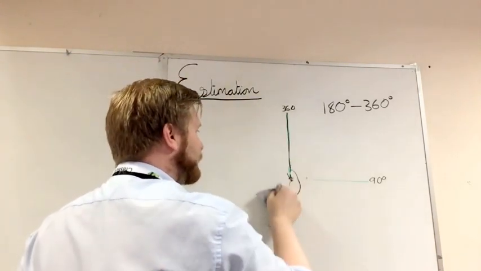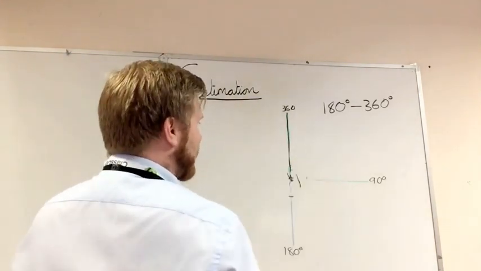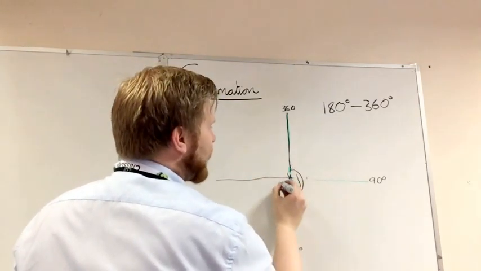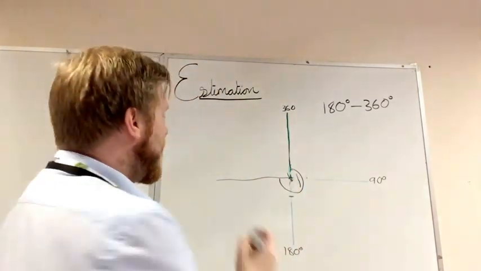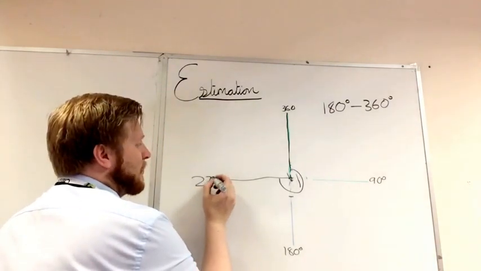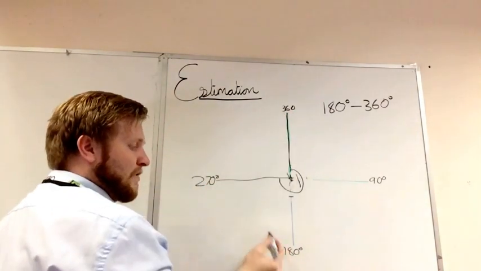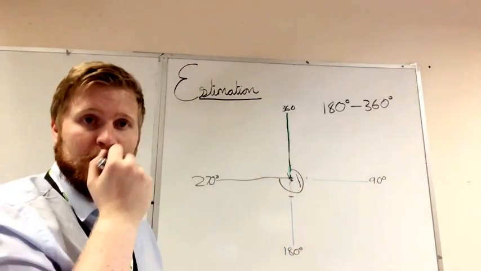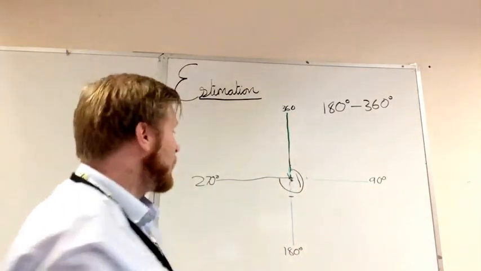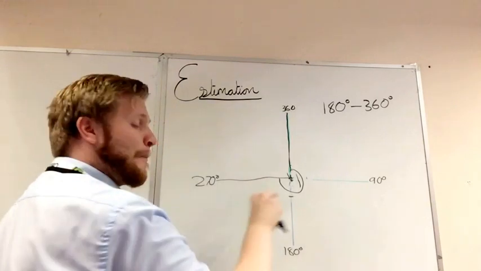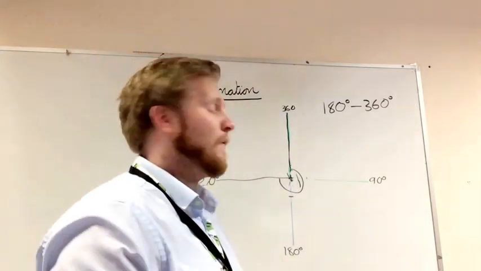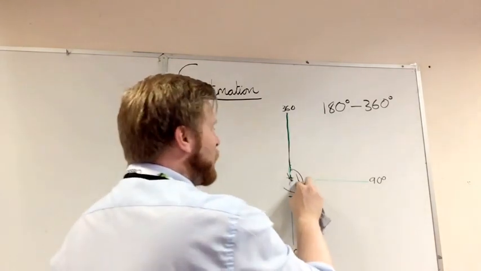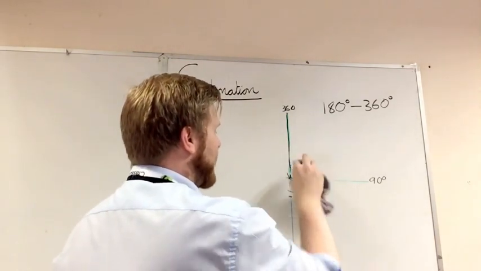Now, if we had one that looked like this, so it looked like a right angle, but the angle was on the outside, that line there would be 270 degrees, because 270 is halfway between 180 and 360. So that line there is about 270. It's not going to be perfect because I've just drawn it and we're only estimating. So again, we would use that to work out other angles.